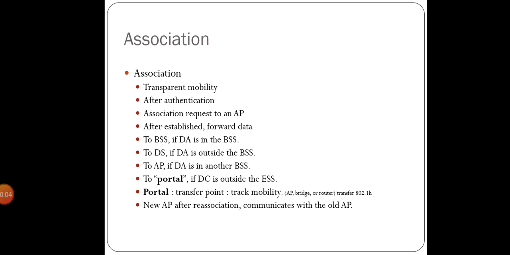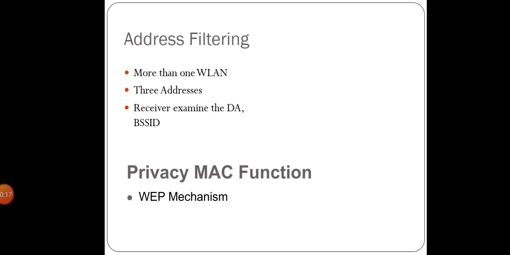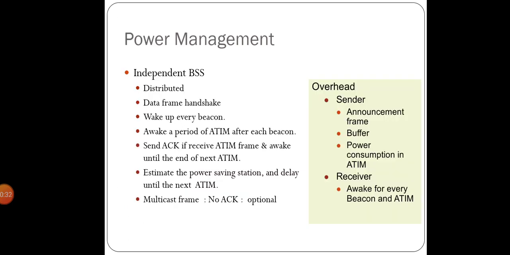Portal, transfer point, track mobility, that is AP, bridge or router, the transfer 802.1H. New AP after reassociation that communicates with old AP. Address filtering, more than one WLAN, 3 addresses and receiver that examine the DA, BSS ID. Privacy MAC function, WEP mechanism.